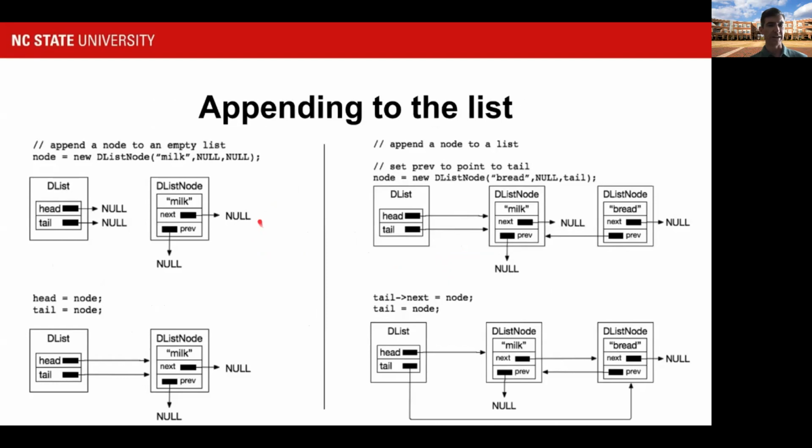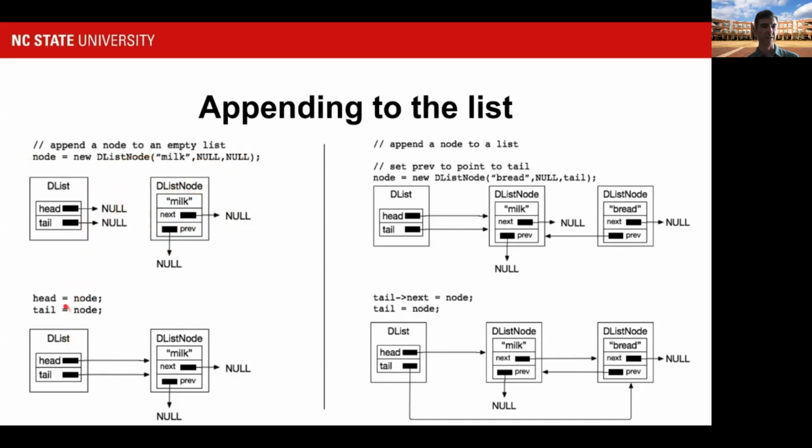On the left, I have the case of adding to an empty list. When I make a new dlist node, let's say it has milk in it, I'll initialize it. Since it's the very first node in the list, there's nothing that comes after it and there's nothing that comes before it. So its next pointer is null and its previous pointer is null. We get an object that looks like this, with its next and previous pointers null. That happens first. We create this new node.